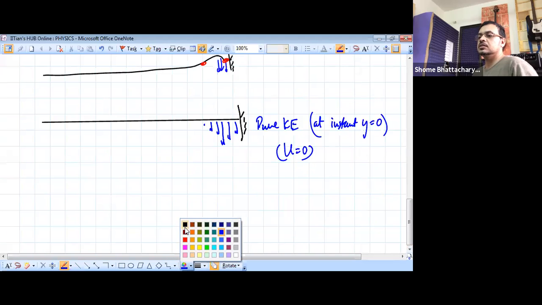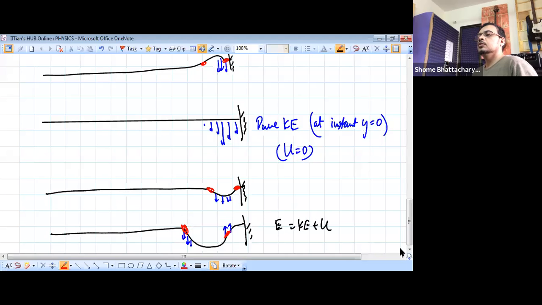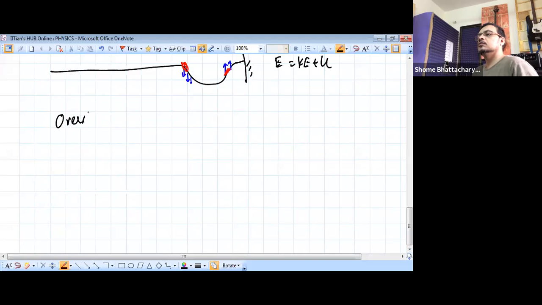And then as the pulse reflects with phase inversion, it becomes like this first, and then eventually like this. So again, now it's a distribution of kinetic plus potential. There's kinetic energy now. These are going up and these are coming down. So again, it becomes the combination of kinetic energy plus potential. So overall, what happens is the energy of the pulse remains conserved.